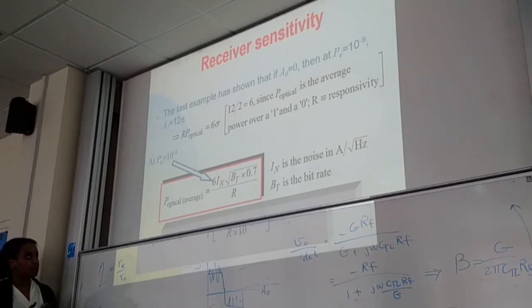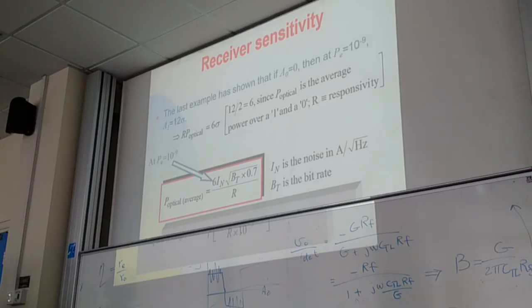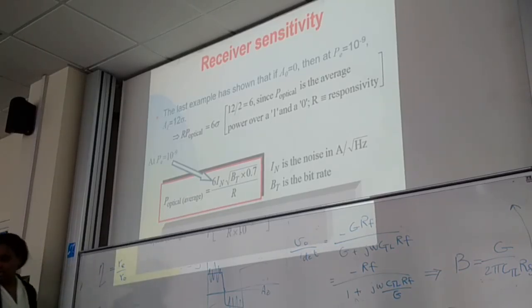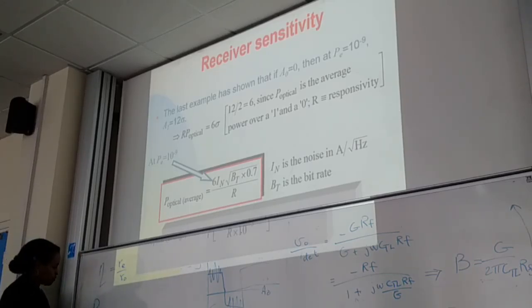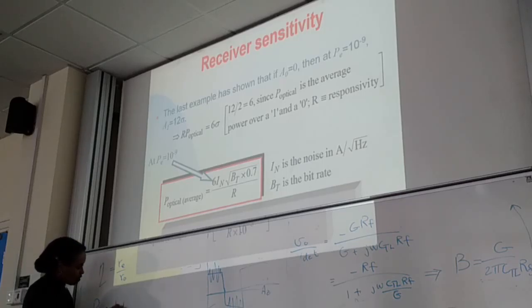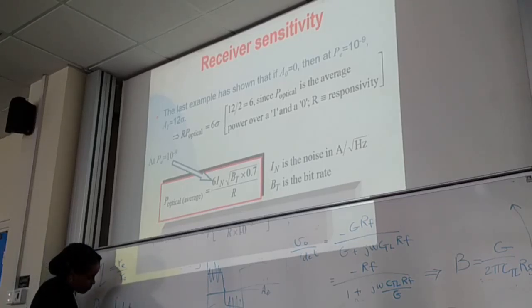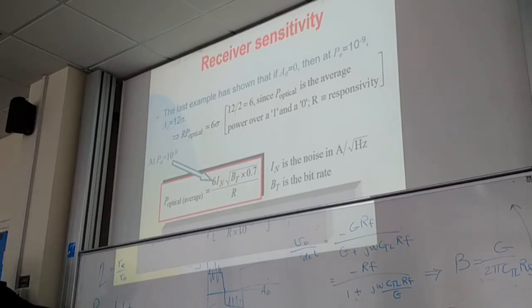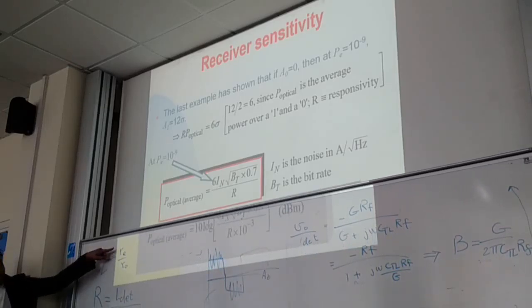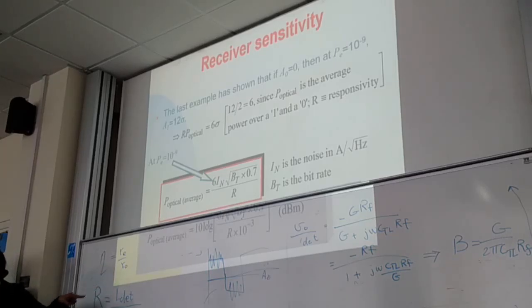Another important parameter of the receiver is the responsivity. Responsivity and quantum efficiency are basically describing the same thing. Responsivity is the ratio between the detector current and the incident power. So it's the same thing. This is electrons coming out of the detector, and this is photons coming into the detector. So they're basically describing the same thing, but in different ways. Okay.